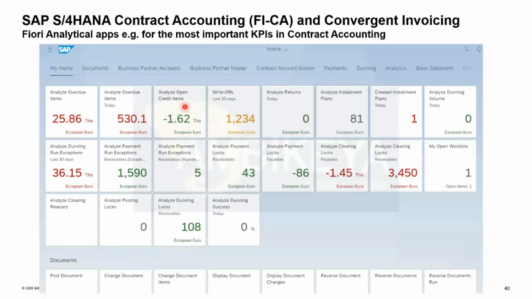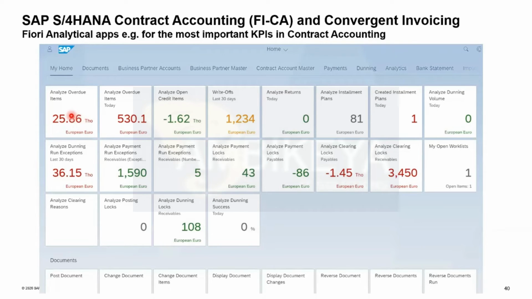KPIs in contract accounting. So we have a lot of, I would call them, analytical applications in FICA, and this screen shows that very nicely, where you really can have live data, how it looks currently in your system. So this is not a snapshot or something like that. It's really live data.